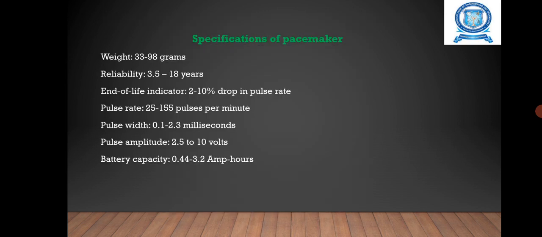Here we have some specifications of a pacemaker. Weight 33 to 98 grams, reliability 3.5 to 18 years, end of life indicator 2 to 10% drop in pulse rate, rate 25 to 155 pulses per minute, pulse width 0.1 to 2.3 milliseconds, pulse amplitude 2.5 to 10 volts, battery capacity 0.4 to 3.2 amp hours.